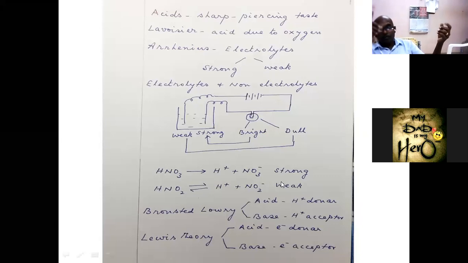BF3 molecule, the boron is electron deficient because fluorine is highly electronegative, and the 3 fluorine atoms are pulling the electrons towards themselves in the BF3 molecule. Therefore, boron becomes electron deficient, meaning it can readily accept electrons.